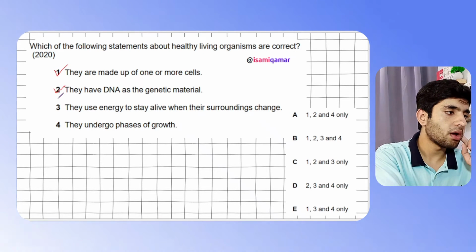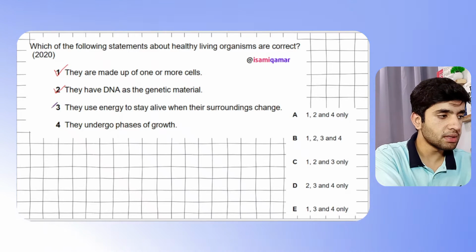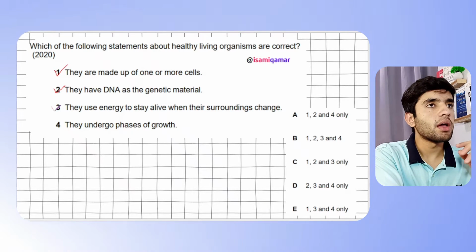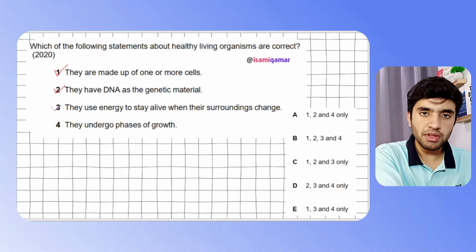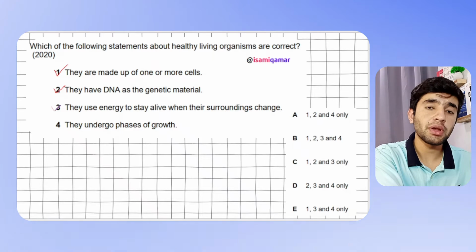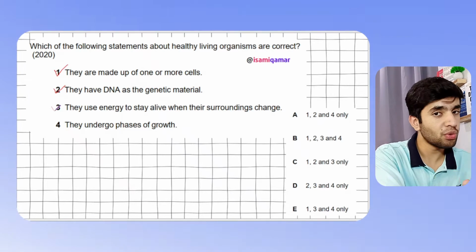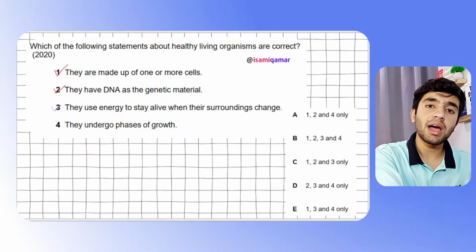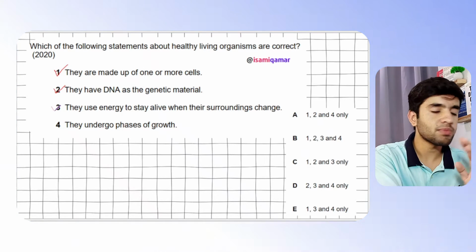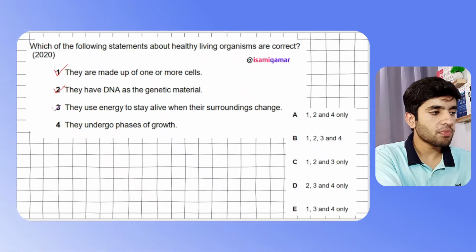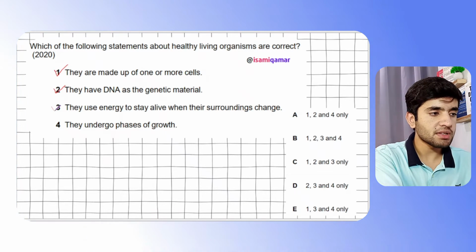Then we have got the third option that says they use energy to stay alive when their surroundings change. Yes, this is homeostasis. This is also a chapter included in the IMAT syllabus.